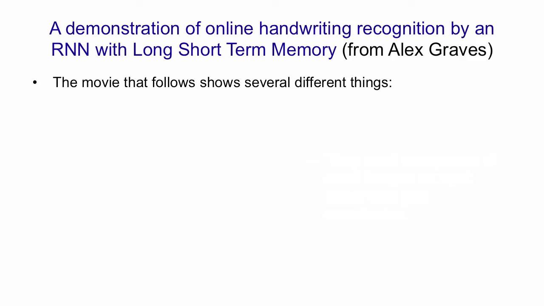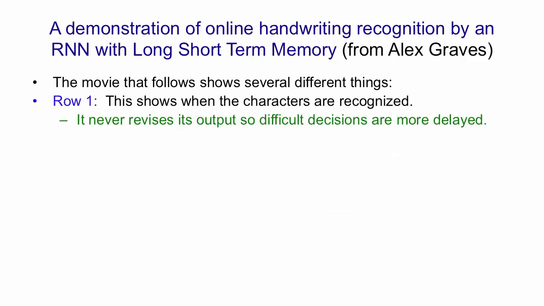So I'm now going to show you a demonstration of Alex Graves' system working on pen coordinates, and in the movie that follows you're going to see 4 streams of information. The top row shows the characters as they're recognized. The system never revises its output, so if it has to make a difficult decision, it delays it for a little bit so that it can see a little distance into the future to help it resolve ambiguities.